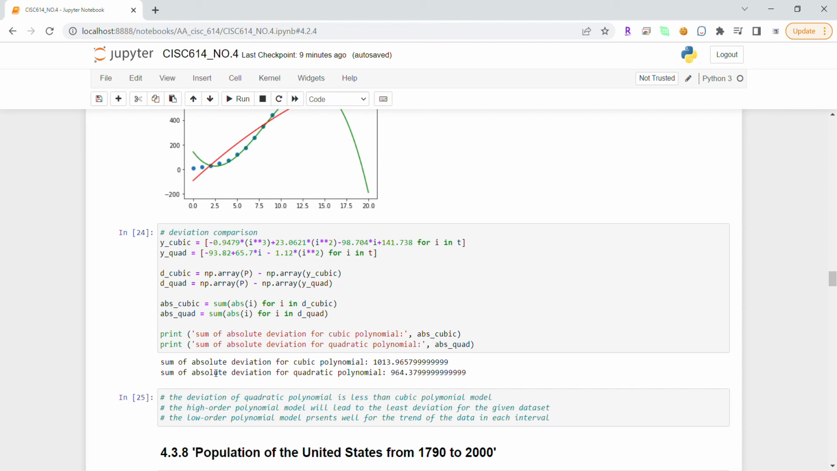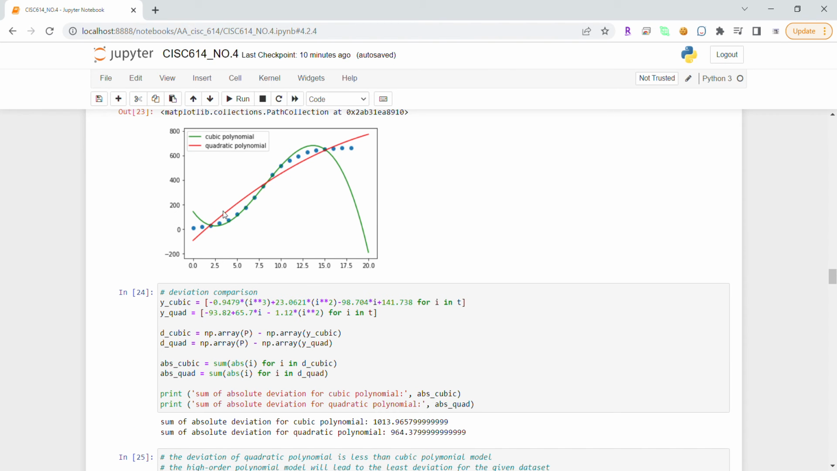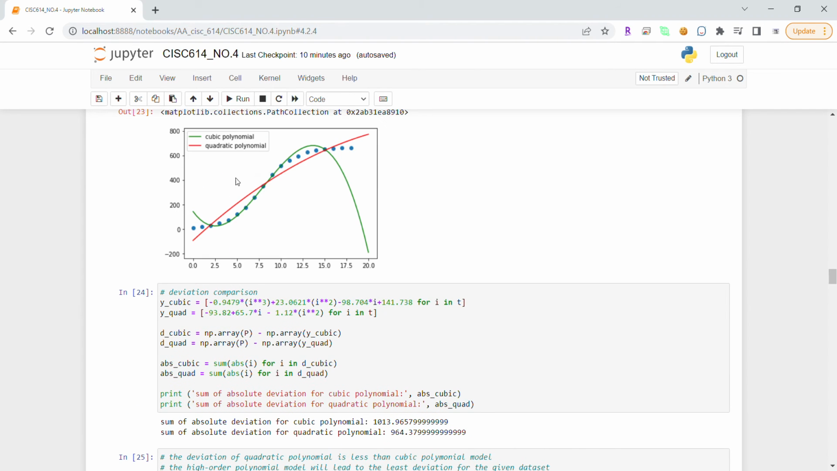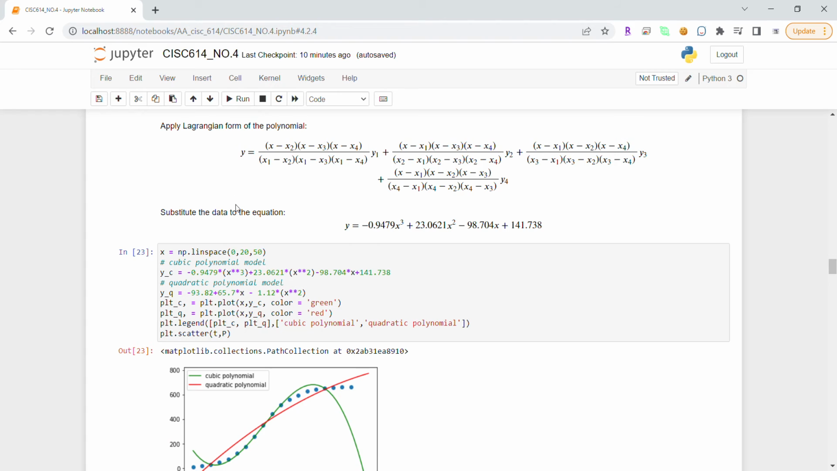There is no doubt that a higher order polynomial model will lead to the least deviation for the given data set, because we can make every point pass through the polynomial with a higher order polynomial. But the lower order polynomial model represents well the trend of the data in each interval we selected.